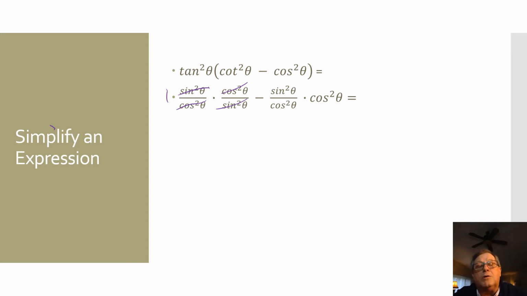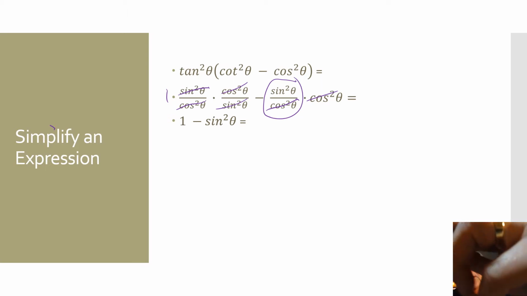Now, let's look at this. Again, I'm going to use that quotient identity for the tangent squared of theta, which is the sine squared of theta over the cosine squared of theta. And we're multiplying that times the cosine squared of theta. And so these are going to cancel out. And so what are we left with here? Well, then we're left with 1 minus the sine squared of theta.